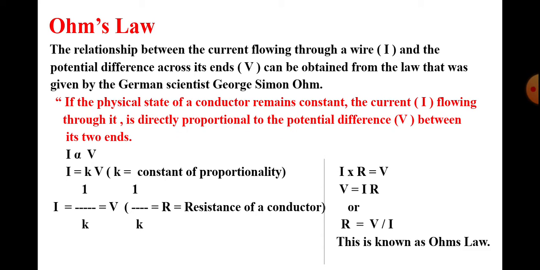Here, the physical state of a conductor means its length, area of cross section, temperature, and the material it is made of.